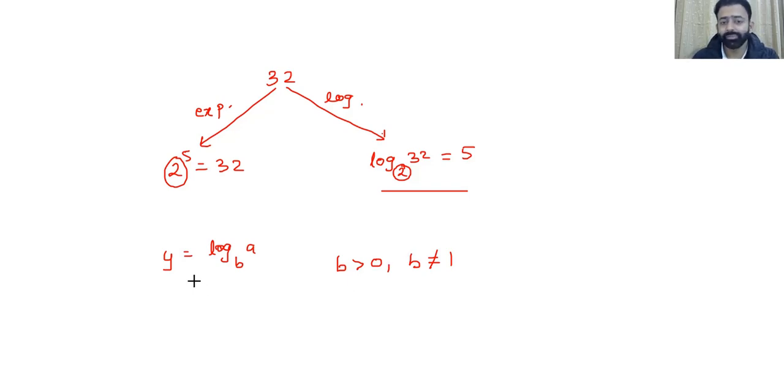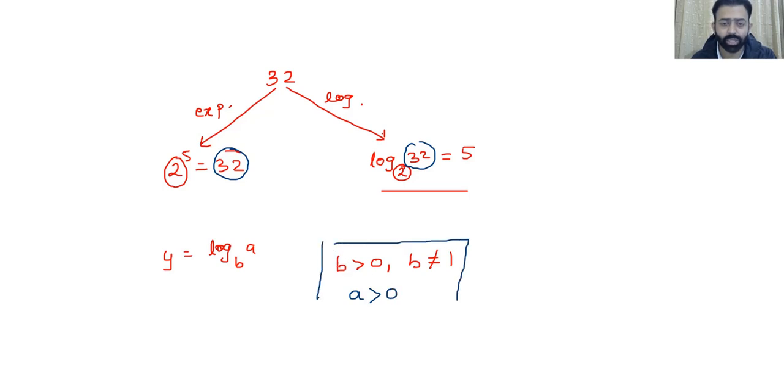And the second condition is, if you look closely here, in the exponential function, this was the answer, the output of the exponential function, and we just talked about how this output will always be positive. In the log function, this becomes the input, 32, right? So the condition on the log function is that this a should be positive. These are the two conditions for any function to be called a log function. You can find the log of any positive number, provided the base is always greater than 0 and cannot be equal to 1.